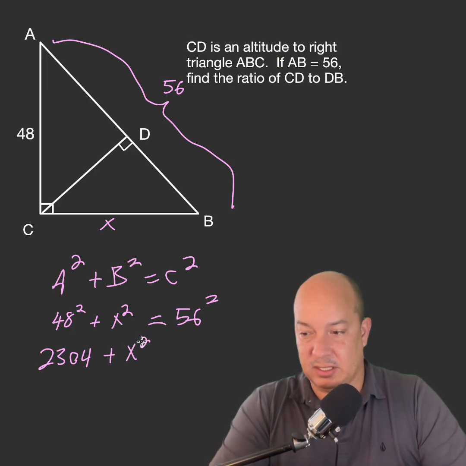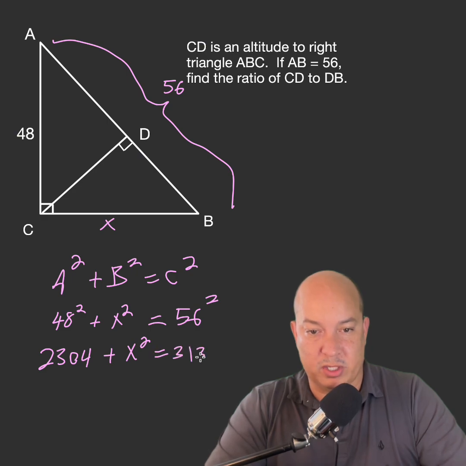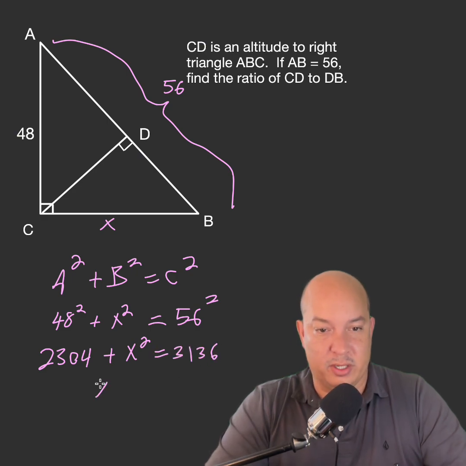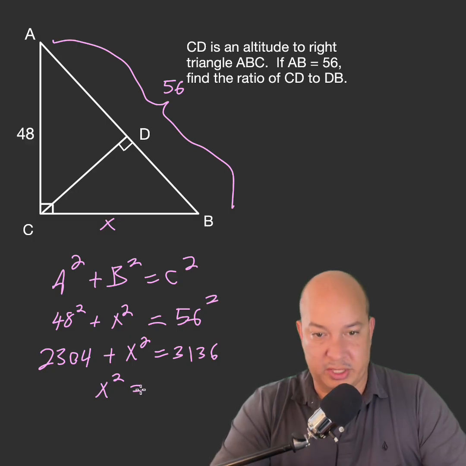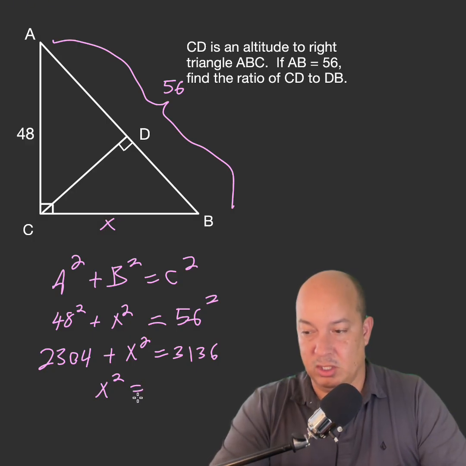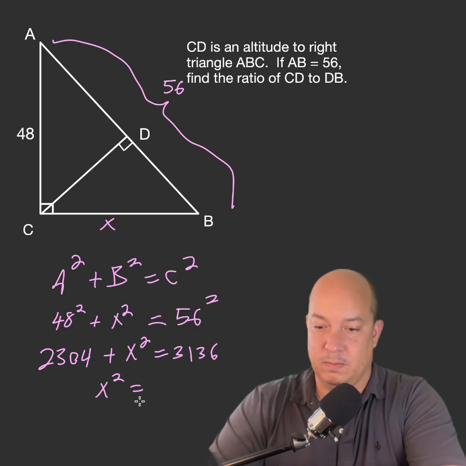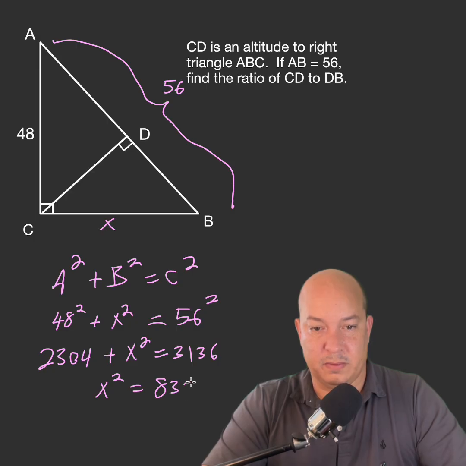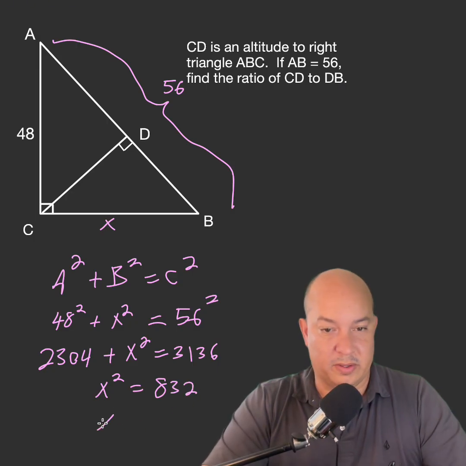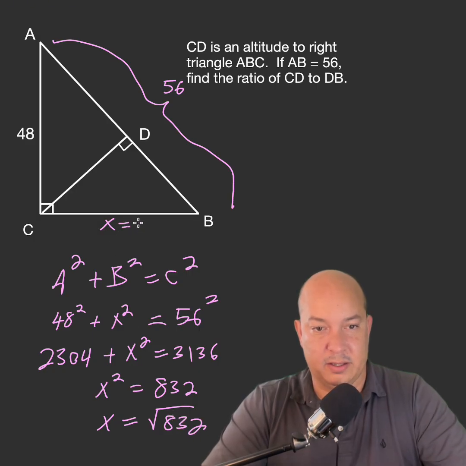And 56 squared on my calculator is 3,136. Now we're going to take away the 2,304 from both sides. So 3,136 minus 2,304 gives us 832. And now we can just take the square root of that. X would be the square root of 832. So we'll label that here, root 832.